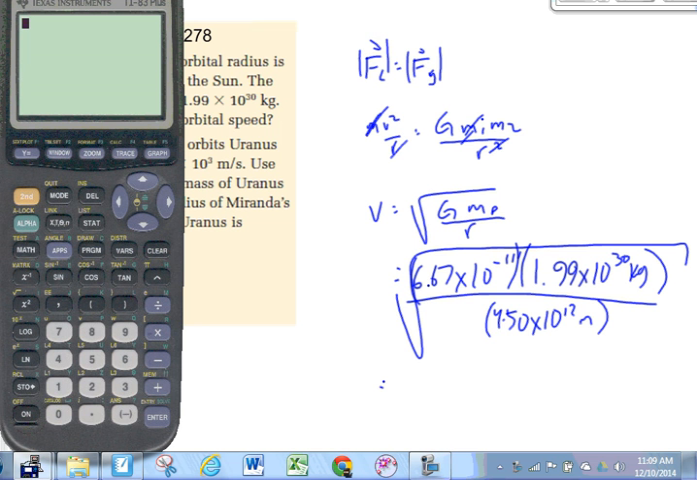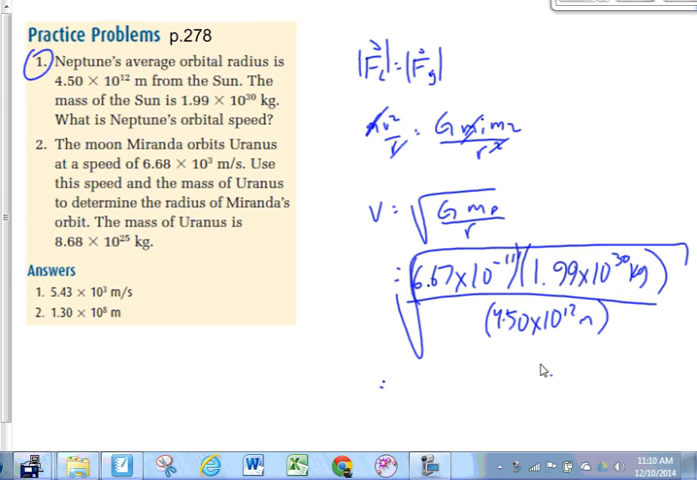We're going to say 6.67. Just follow along on these keystrokes here, okay? 6.67 times 10 to the minus 11. We're going to times that by 1.99 times 10 to the 30. Not negative 30. 30. We divide that by 4.5 times 10 to the 12. And we're going to square root that. 5431. Okay. Which we round to 3 digits, right? So 5.43 times 10 to the 3 meters per second. Good. All right.